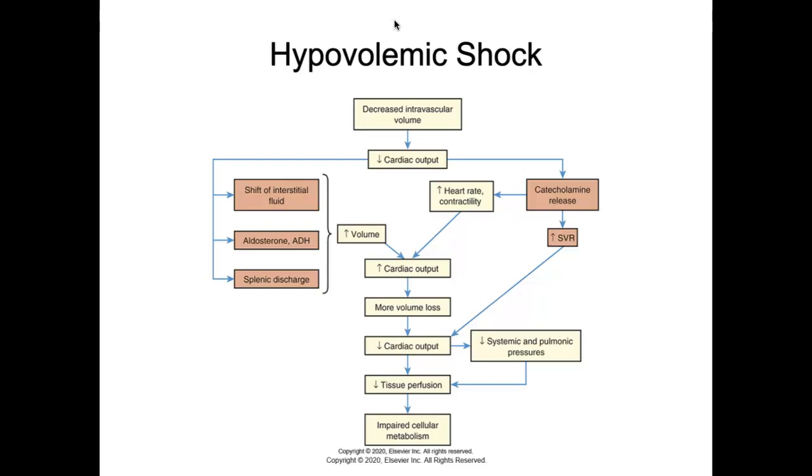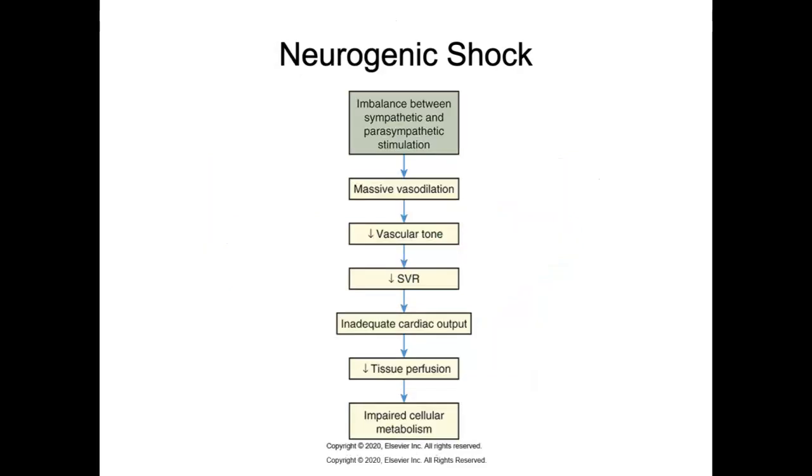And so what you want to do as far as treatment is to have rapid fluid replacement with crystalloids and blood products. And if it continues and does not get better, then it can lead into systemic inflammation and multiple organ dysfunction. Next up is neurogenic shock, which we've discussed before.